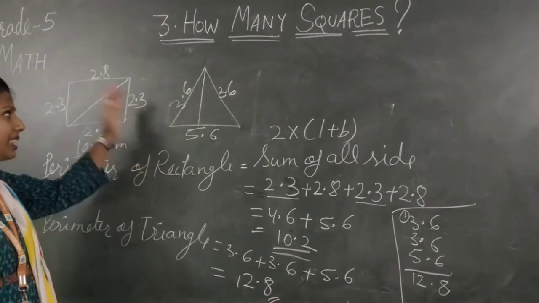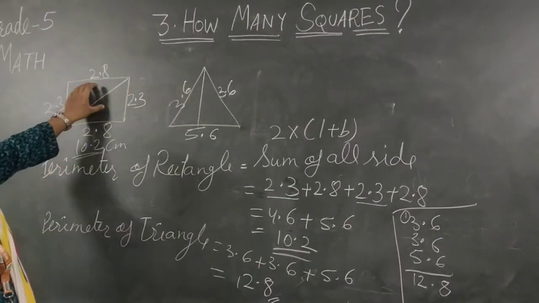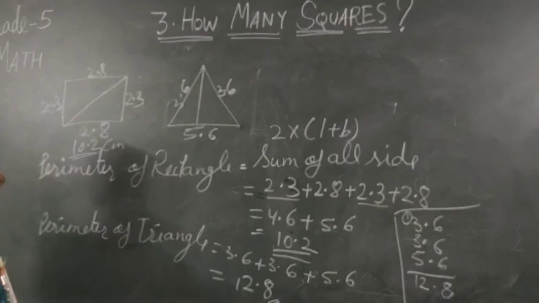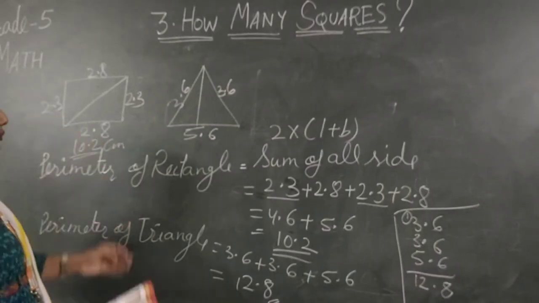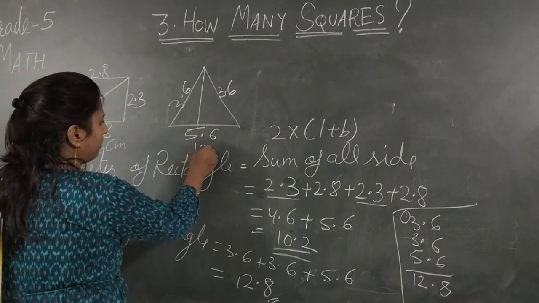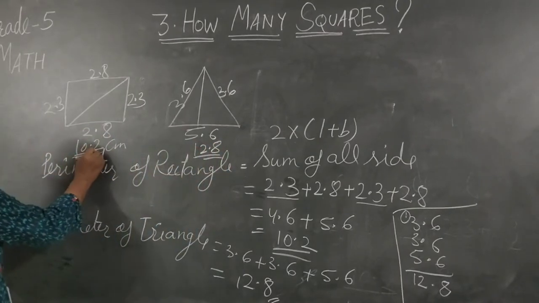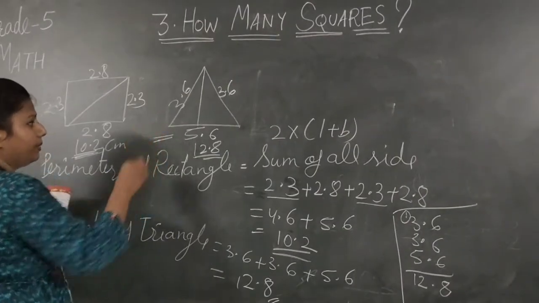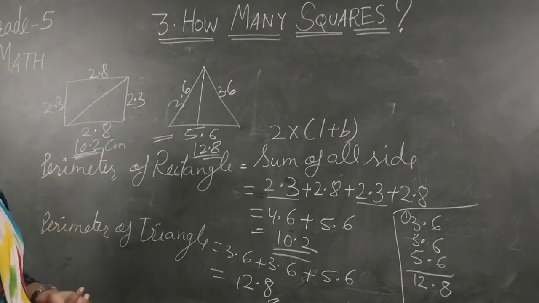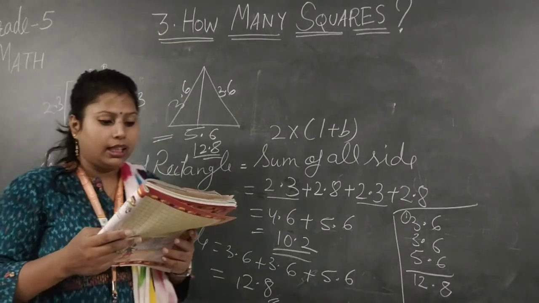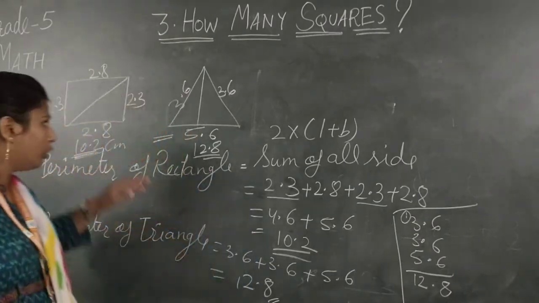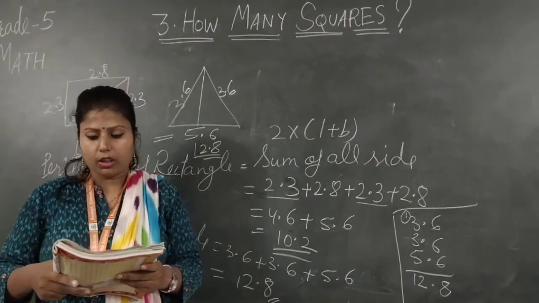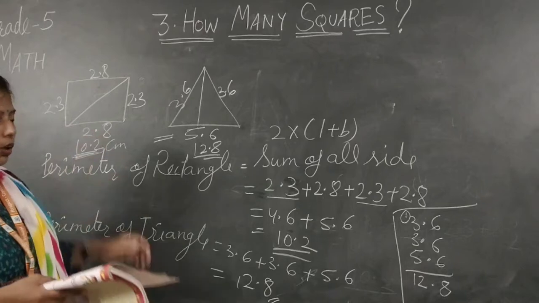In area, we compared which side is given in that rectangle and the triangle. We have compared, both are equal, but now in perimeter both are different. The perimeter of this triangle is 12.8, and this side, the rectangle, has 10.2. So you can say the blue shape is bigger, meaning the perimeter of the blue shape is more than the yellow shape. Is the perimeter of the yellow shape more? The answer will be no.